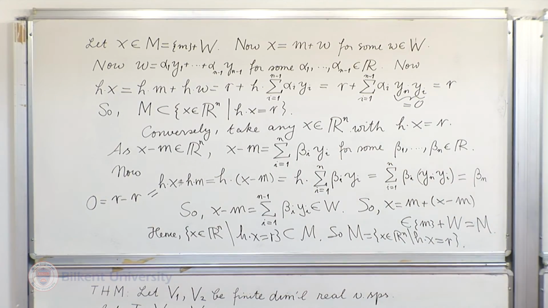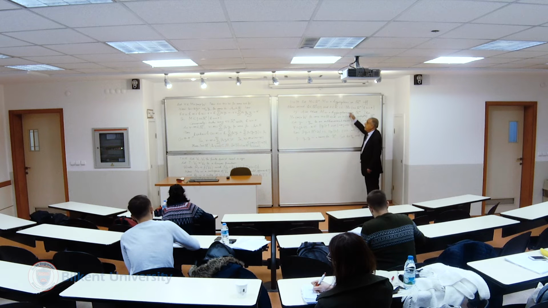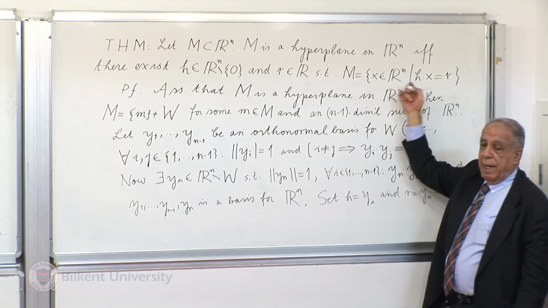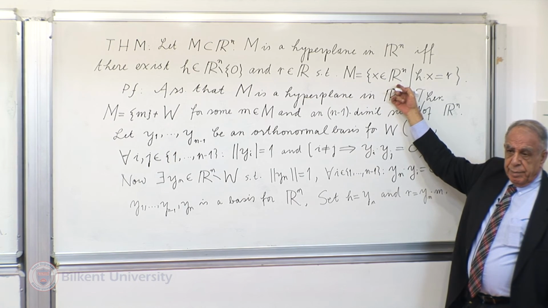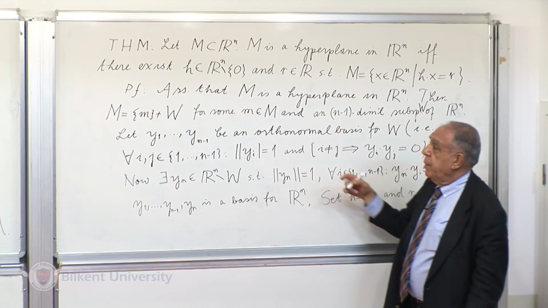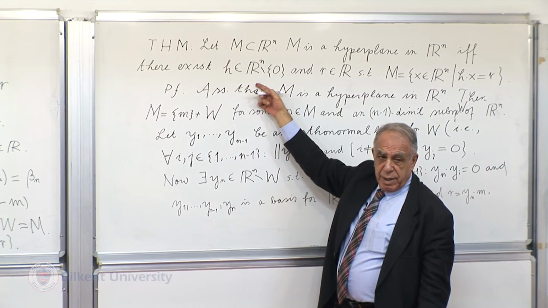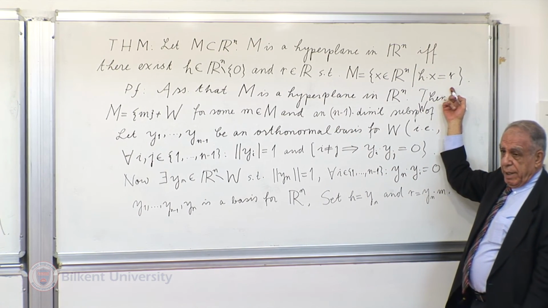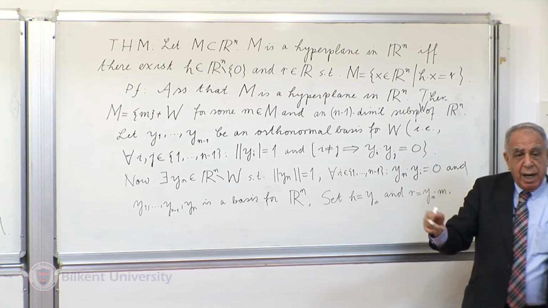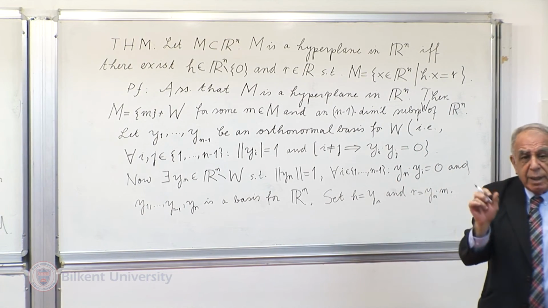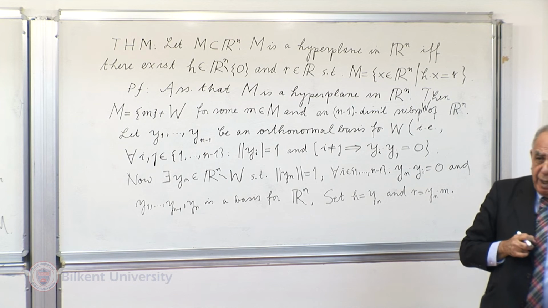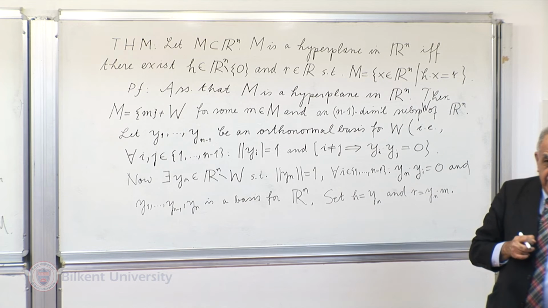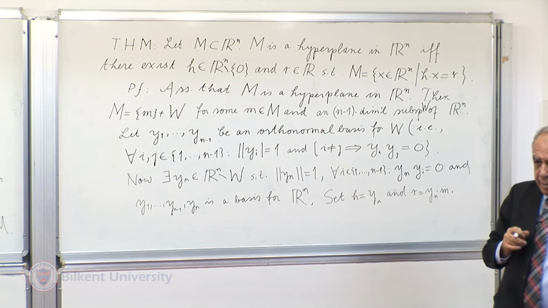So this is just the only if part of this. We have shown if M is a hyperplane, then it has such a representation. Now if we start with any non-zero vector h and any real number r and form this set, we need to show that it is a hyperplane. That is, it is an n minus one dimensional affine subspace of Rn, to also prove the if part of this theorem. Okay?